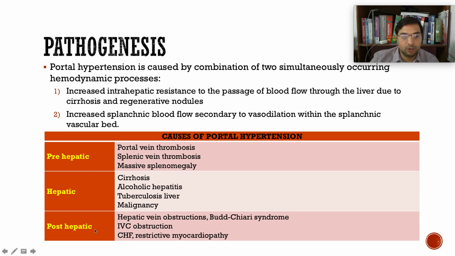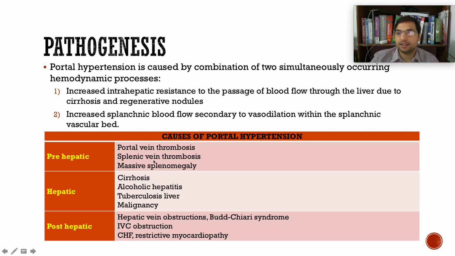See, post-hepatic causes like inferior vena cava obstructions, like hepatic vein obstructions, Budd-Chiari syndrome, right? Congestive heart failure. If there is congestive heart failure, then the blood will not flow from the inferior vena cava into the heart, leading to a backflow of blood to the liver, leading to portal hypertension. Similarly, hepatic causes, if the blood flow through the liver is not proper, mainly because of cirrhosis, malignancies, right?